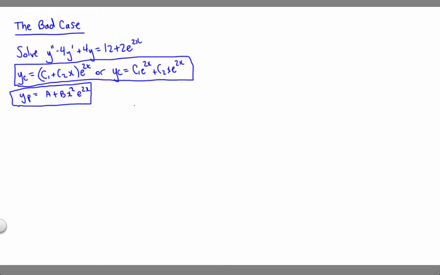So we're now done the first two steps of the problem. I've recopied the question itself, and I've recopied our yc and our yp from the first two steps. So now for step 3, we're going to plug yp into the DE, and this is where we're going to find these unknown coefficients. So in this case, we'll find a and b.